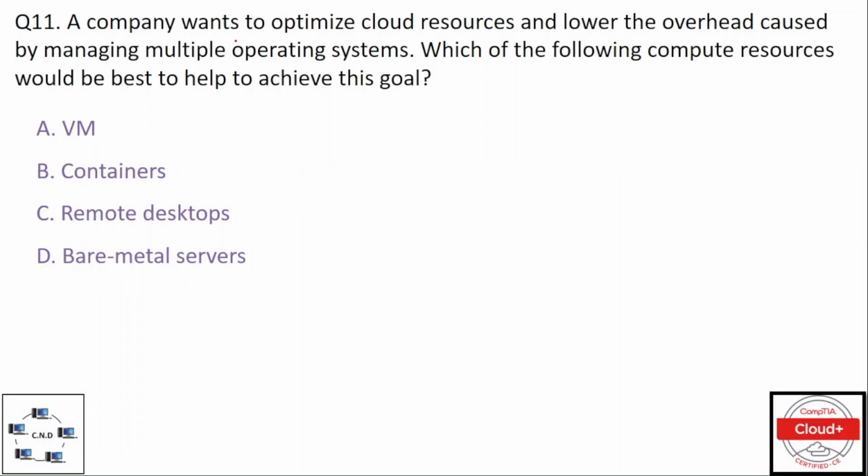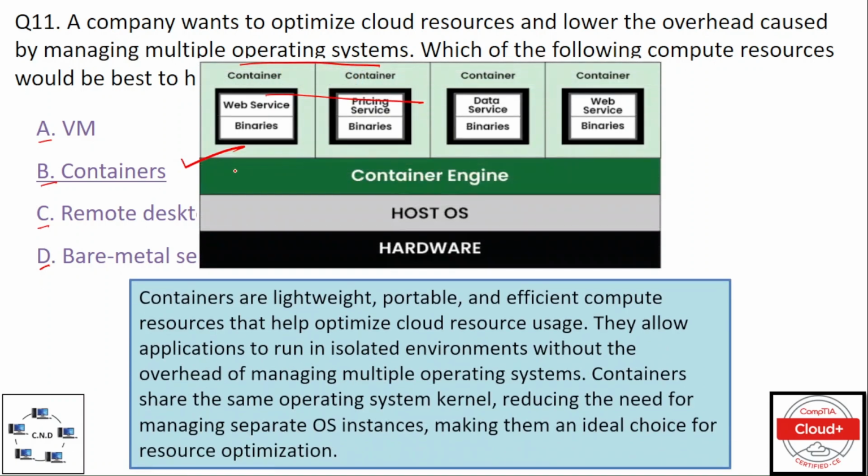Question number 11. A company wants to optimize cloud resources and lower the overhead caused by managing multiple operating systems. Which of the following compute resources would be best to help to achieve this goal? And the options are option A, VM, option B, containers, option C, remote desktops, and option D, bare metal servers. And the correct option is option B, containers.